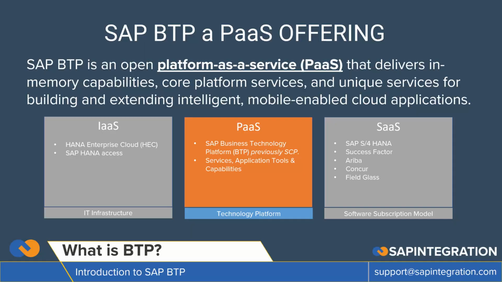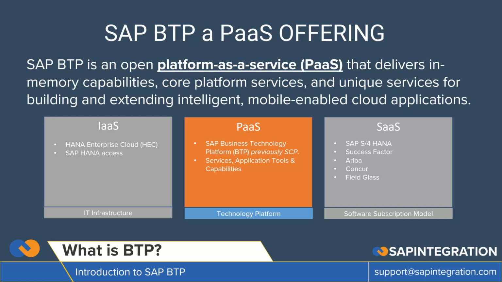So you have to understand where SAP BTP falls in the cloud service models. Infrastructure as a service is for infrastructure purposes, platform as a service is a technology platform, and software as a service is a software subscription model. In software as a service, you get the software, and based on the usage of the software, you are charged for that software. I want you to fully understand this concept of how SAP BTP is positioned under the different cloud service models provided by SAP.